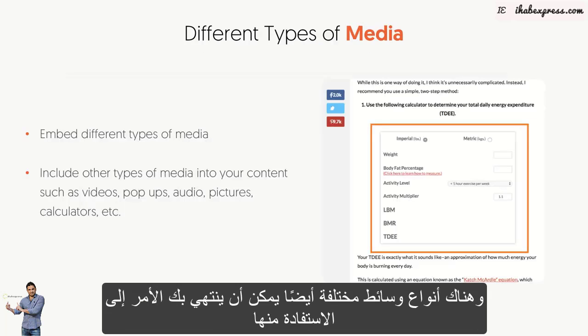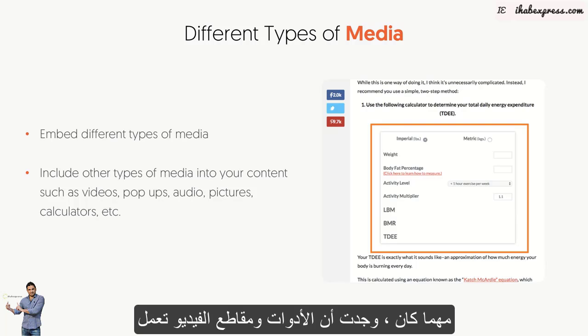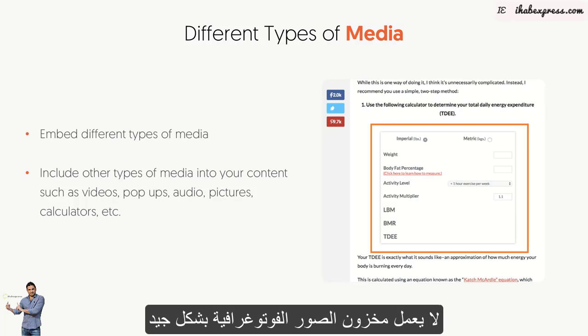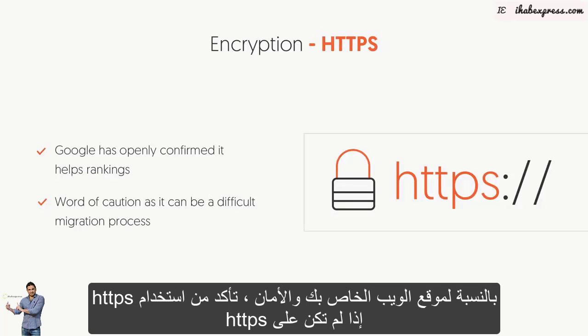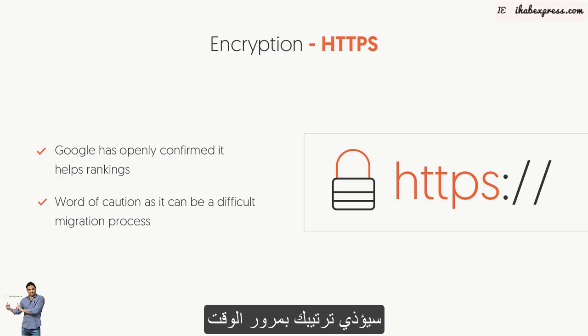And there's different media types too that you can end up leveraging. Do you want to leverage video, audio, pictures, calculators, tools, whatever it may be? I found that tools and videos work really well. Pictures do too. If you're using pictures, try to avoid stock photography images. Those don't work too well. As for your website and security, make sure you're using HTTPS. If you're not on HTTPS, then people get a notification in the browser that your site isn't secure, and it's going to hurt your rankings over time.